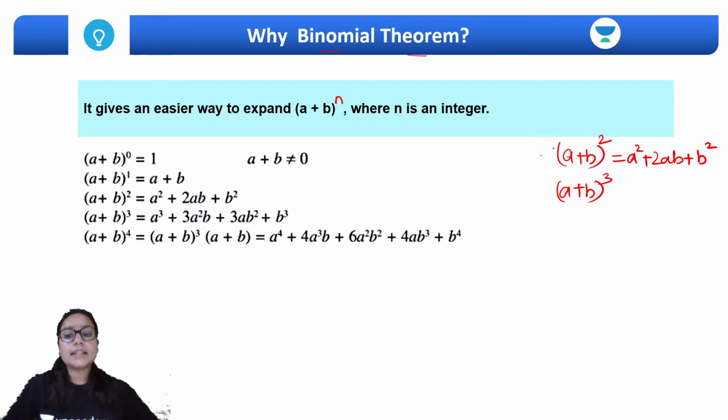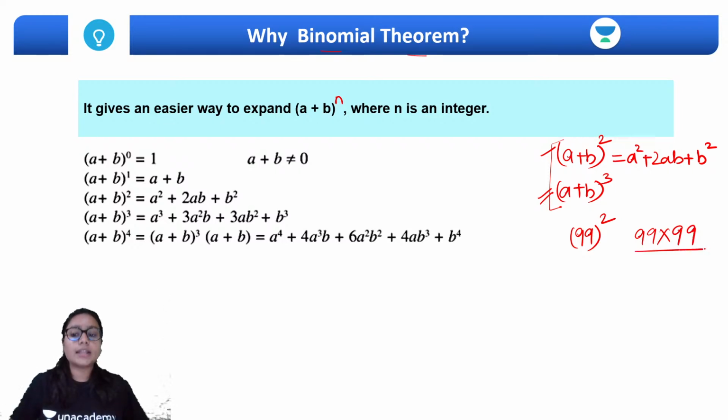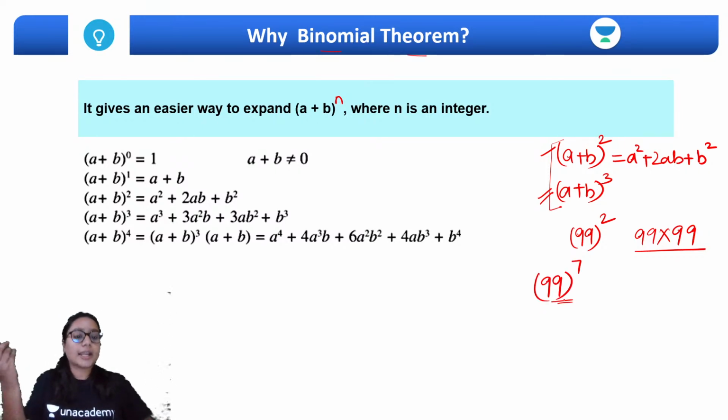But why are these identities important? You guys know that these identities are very important in solving a lot of questions. Suppose you have to find the value of 99 raised to the power 2. You can find it, 99 times 99 can be done. This will require some time, but it can be done easily. But what if you have to find the value of 99 raised to the power 7? This will take more time.